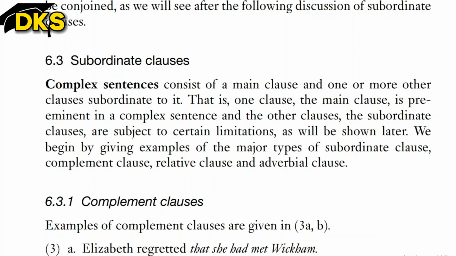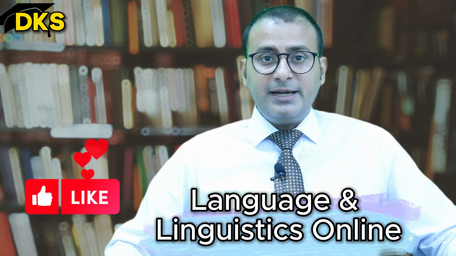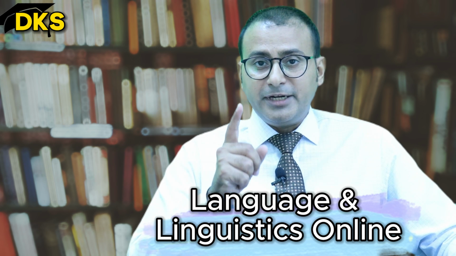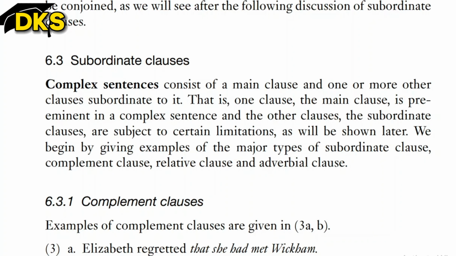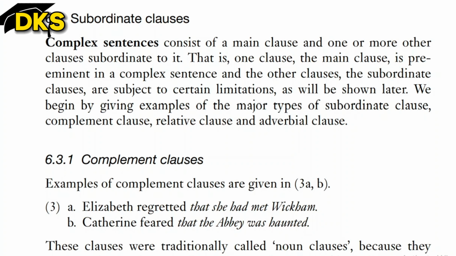Our today's topic is subordinate clauses. Complex sentences consist of a main clause and one or more other clauses subordinate to it. So it means that a sentence requires one independent clause and one or more dependent clauses, and such types of sentences are called complex sentences. There are various kinds of complex sentences, like complement clause, relative clause, and adverbial clause. But in our today's class, I will be talking about complement clauses only.